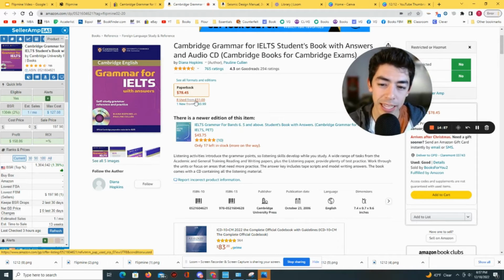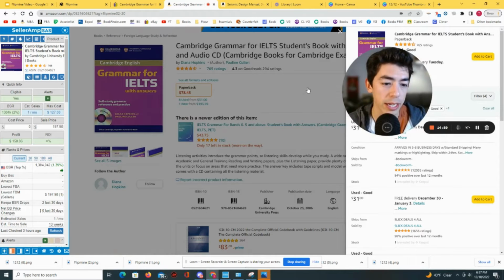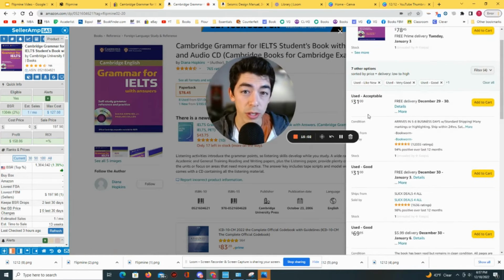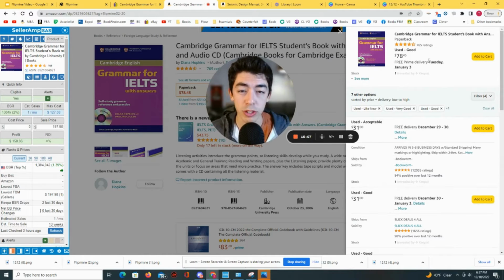So what you can see is that if I click on the used offers of this book right now, the lowest used price you can buy this for is $31 with free shipping from a merchant seller. But if you look at the buy box price, which is the Prime seller, if you wanted to buy this and get it shipped to you in 2 days, it's going to cost you $78.45, which is over double the price of the lowest used price available.